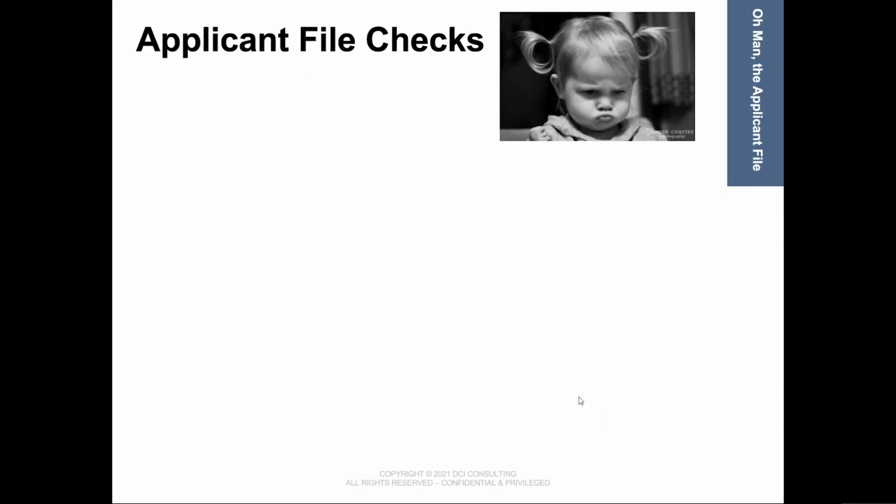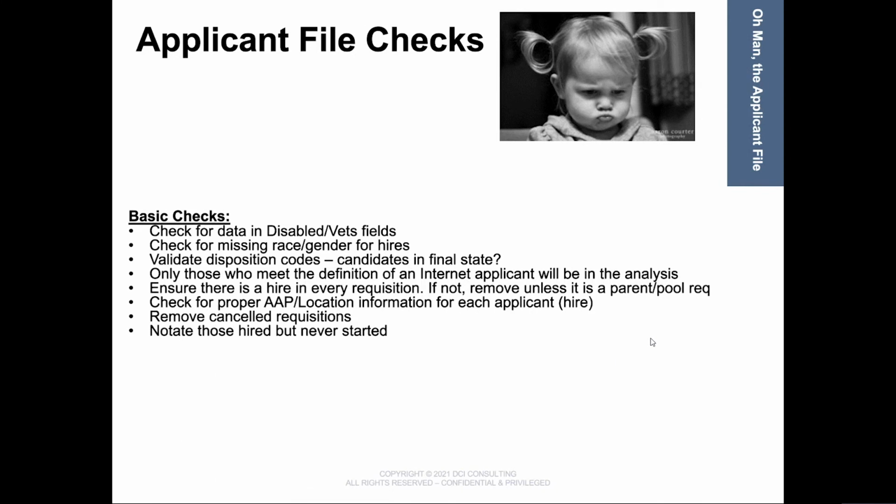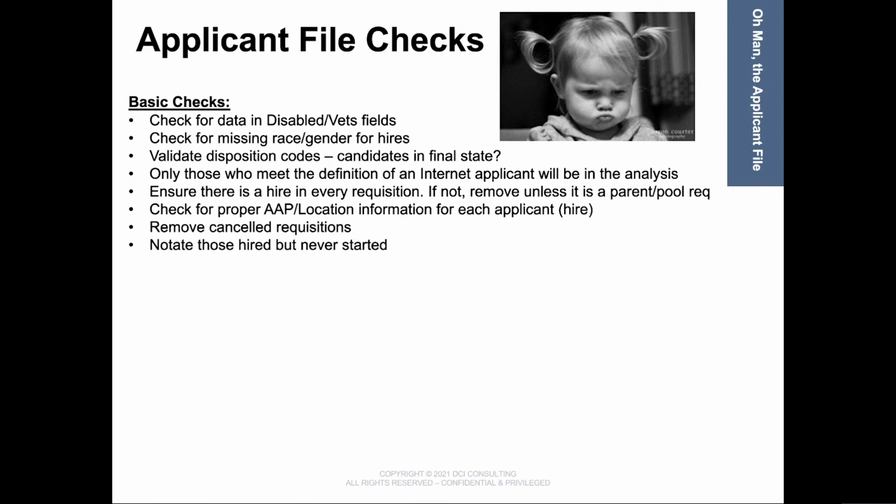And the applicant file. Oh man, the applicant file. So again, this is your highest risk. So we want to make sure that we're looking at it with a fine-tooth comb. We're looking for the disabled and vets fields. Again, if they were given the opportunity to self-identify and they didn't, that's fine. But again, sometimes we see an applicant file that has the vets fields, but it does not have a disabled field.